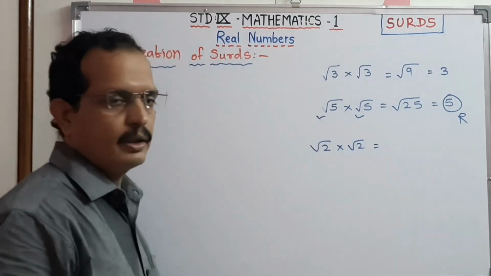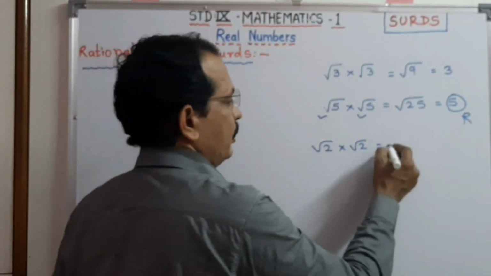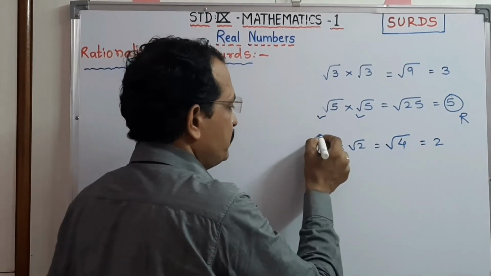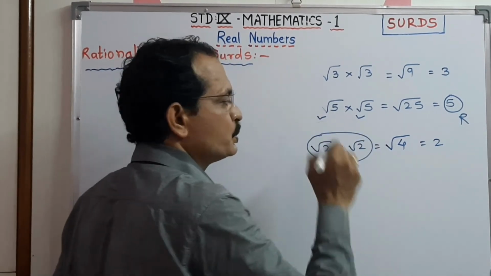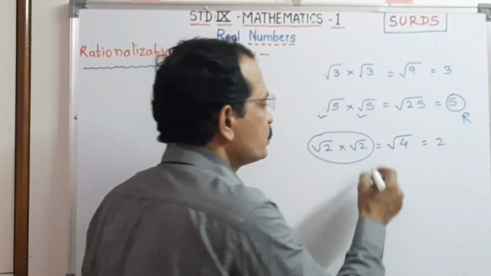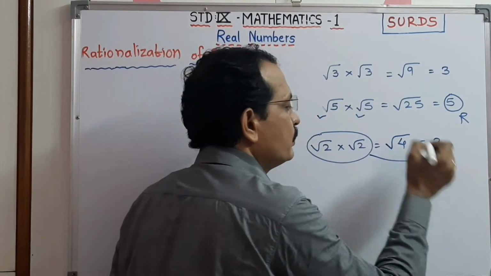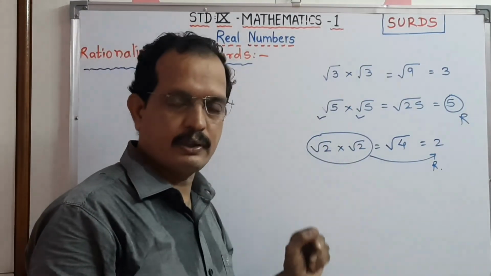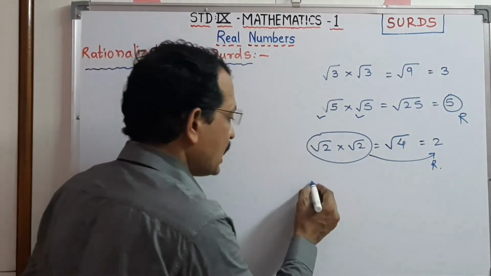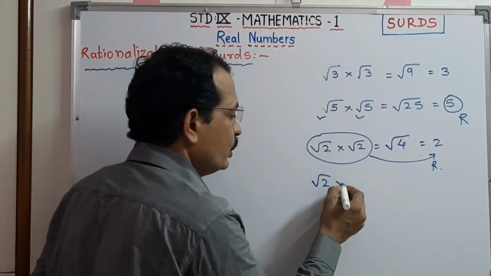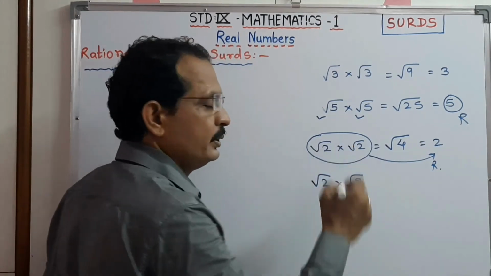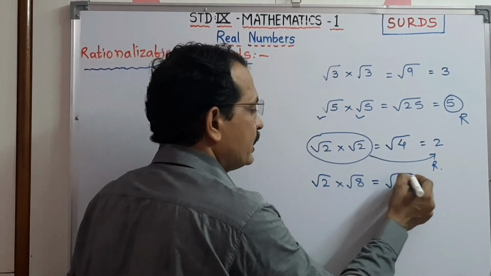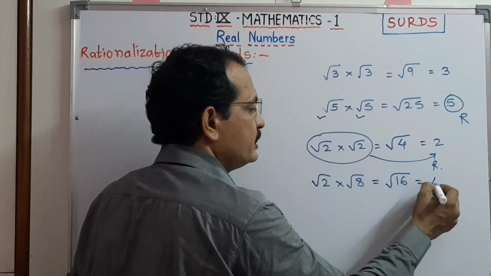Now here it is very easy, it is 4 and here it is 2. That means if I make the product of these two surds, and the product of these two surds is a rational number, then these are called rationalizing factors. But suppose I write here root 2 into root 8. Now dear student, if I multiply these two, we will get root 16 and it is 4.